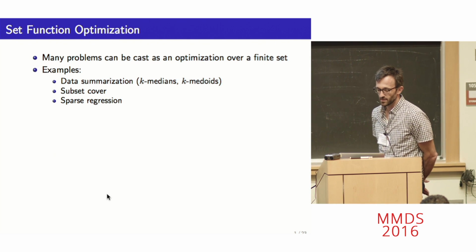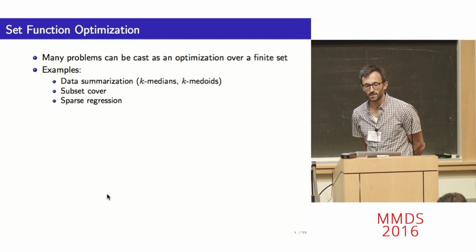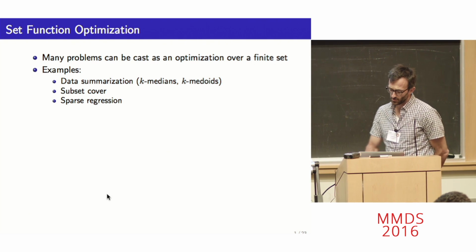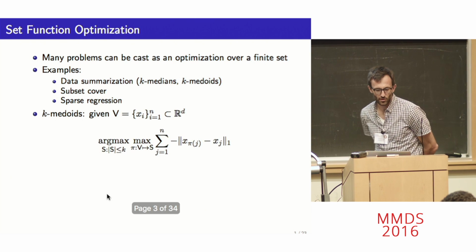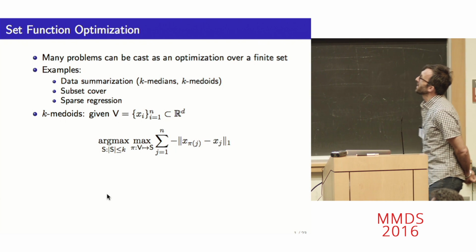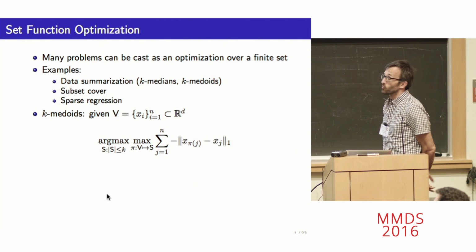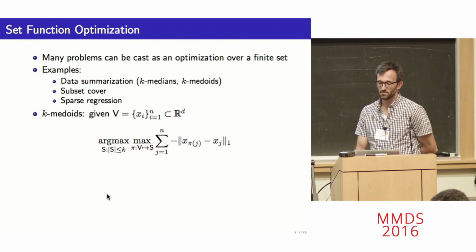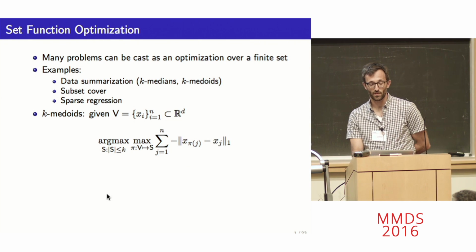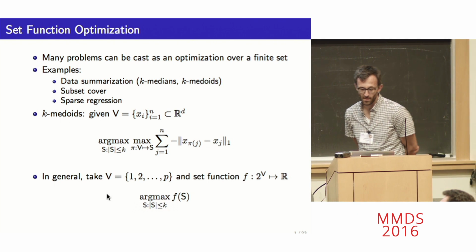There's many examples in large-scale data problems, data summarization, k-medians and k-medoids, and many others. So here's the k-medoids problem. Basically, given data, the problem is to find a subset of size no more than k that are representative. In this particular case, that minimize the distance to clusters. And these are all examples of hard problems. So in the worst case, these are computationally intractable.